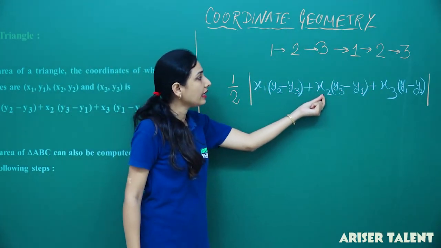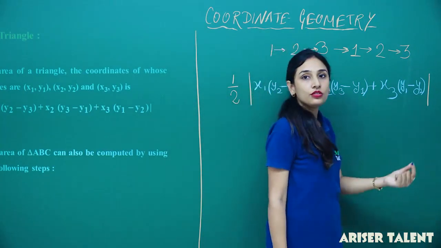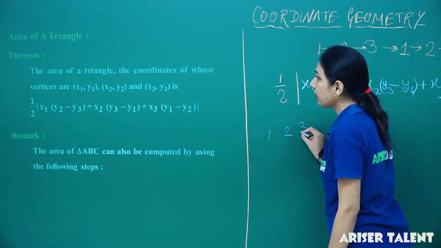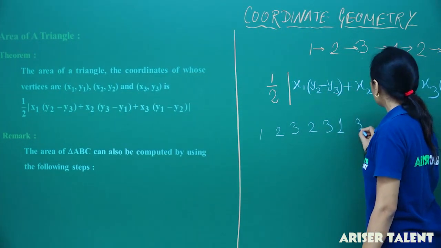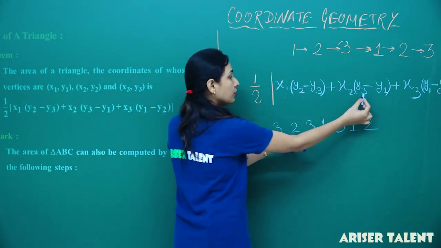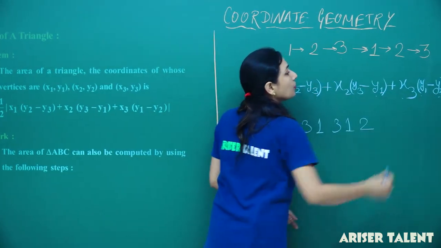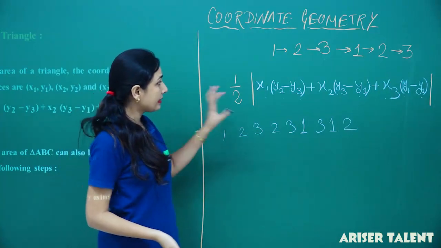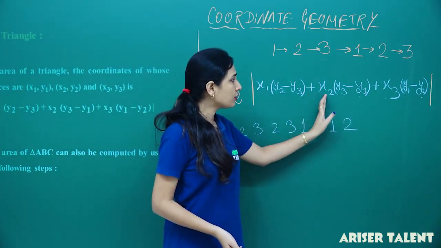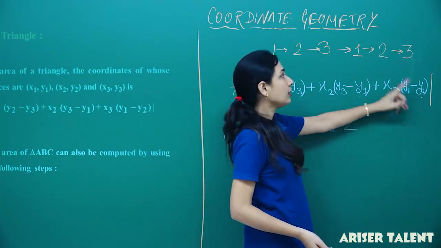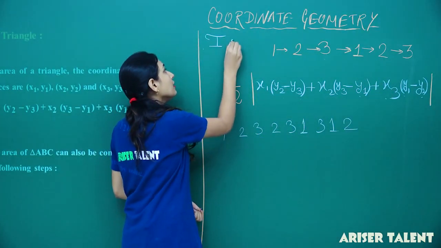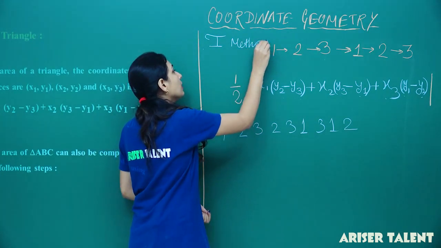x1, y2, y3, x2, 3, 1, 3, 1, 2. And I'll go with that pattern, that is 1, 2, 3, 2, 3, 1, 3, 1, 2. Again, 1, 2, 3, 2, 3, 1 and 3, 1, 2. So there is no need to exactly remember all these things, but you can just follow this 1, 2, 3, then 2, 3, 1, then 3, 1, 2. So you can have that pattern in your mind. This is the first method to learn.